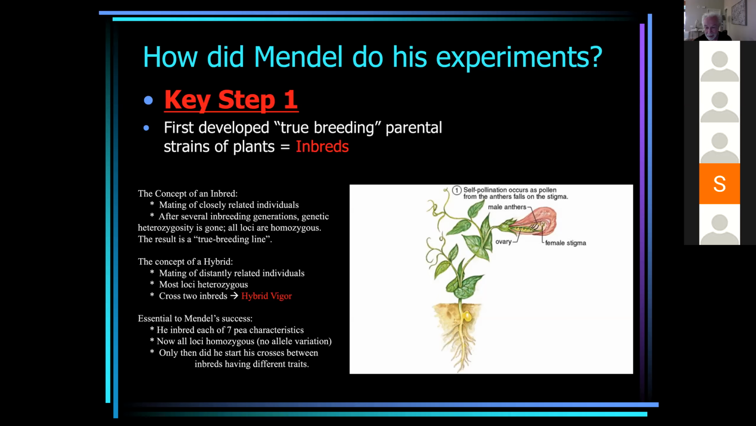Now, on the right here is a diagram of a pea plant, the pea flower. Peas are self-pollinators. So they produce both pollen and stigmas within the same flower, and fertilization occurs before the flower even opens. And that was an issue that Mendel had to deal with.